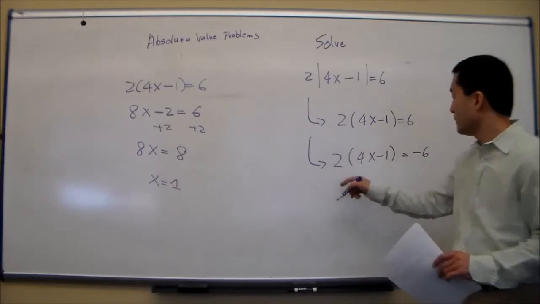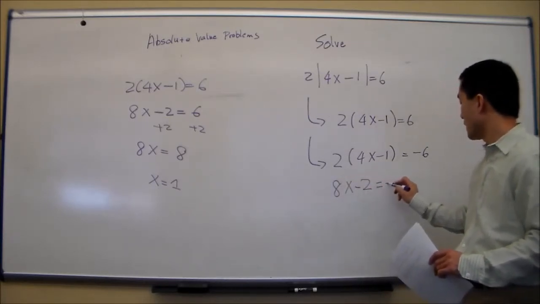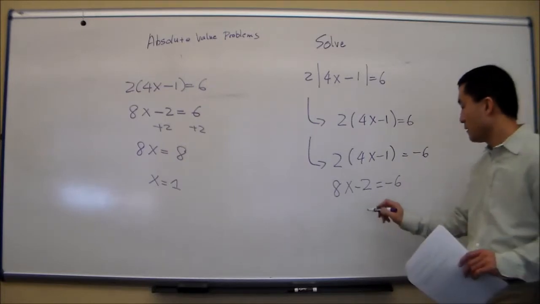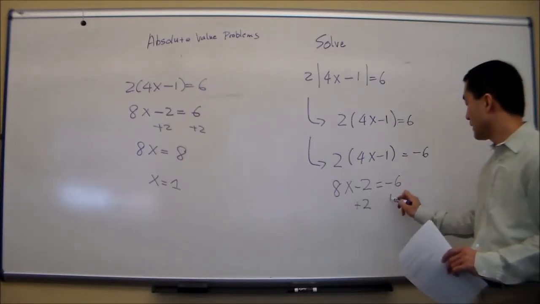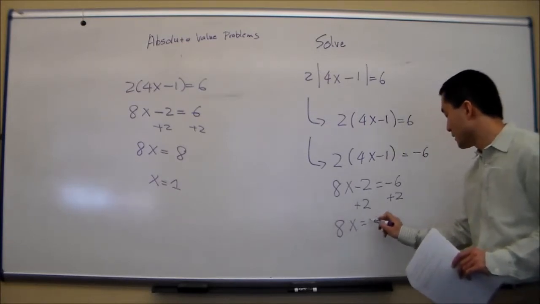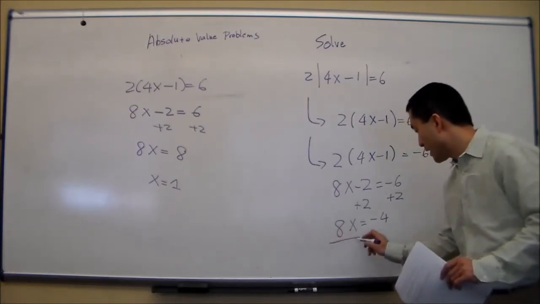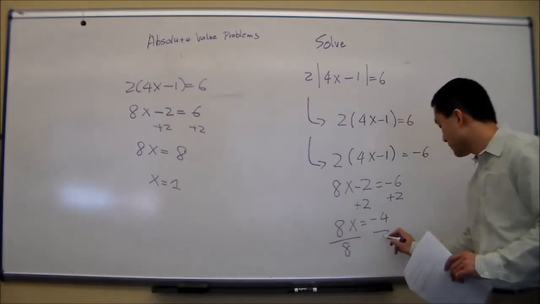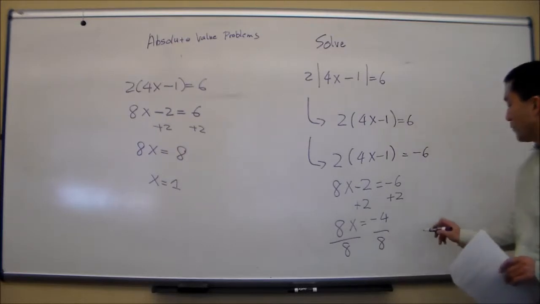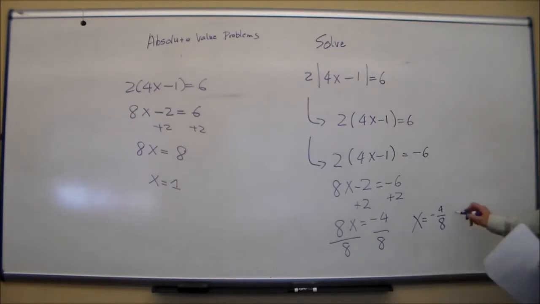So for this, same thing, 8x minus 2 is negative 6. Add the 2, 8x is negative 4. I'm going to divide by 8. That becomes x is negative 4 over 8, or this is equivalent to negative 1/2.